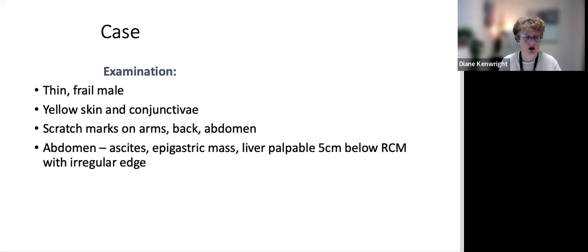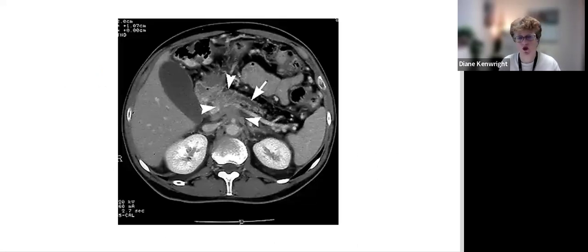Why would we have an enlarged liver? Let's have a little think about why. Yes, he might have metastases there. So he has a CT. This is his CT. We can see that there is this large mass at the head of the pancreas here.